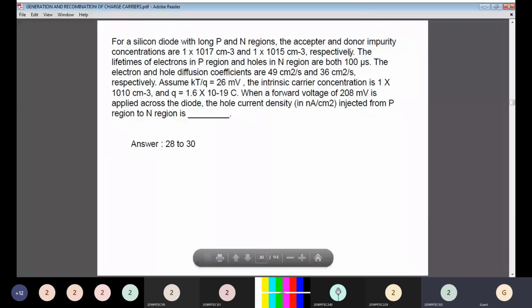When a forward voltage of 208 millivolt is applied across the diode, the hole current density injected from the P region to the N region is 28 to 30.